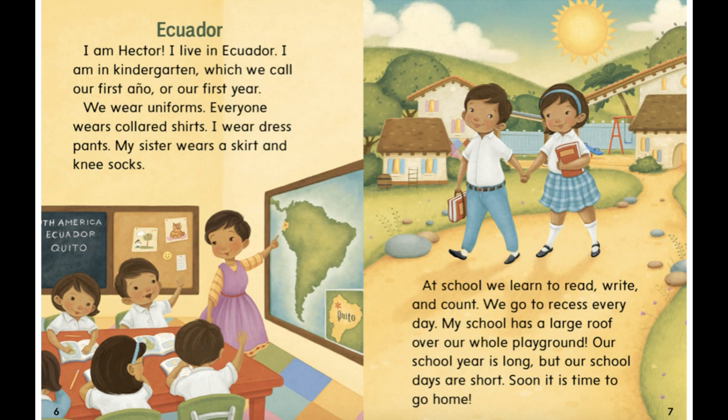Ecuador. I am Hector. I live in Ecuador. I am in kindergarten, which we call our first año, or our first year. We wear uniforms. Everyone wears collared shirts. I wear dress pants. My sister wears a skirt and knee socks. At school, we learn to read, write, and count. We go to recess every day. My school has a large roof over our whole playground. Our school year is long, but our school days are short. Soon it is time to go home.